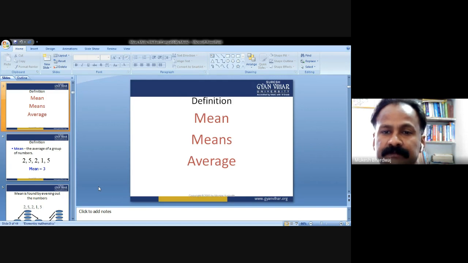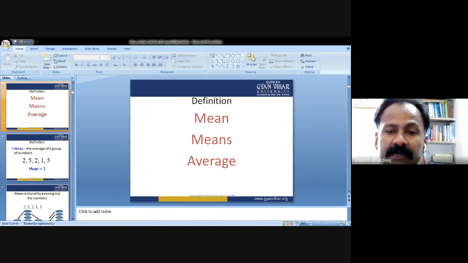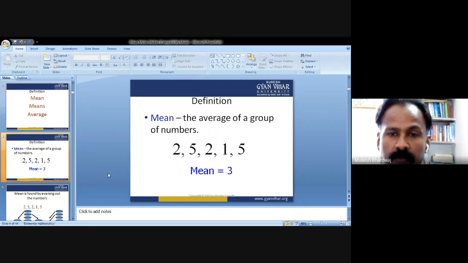Now the definition. Mean means average. The basic definition of mean, the meaning of mean, is average. Here you are going to calculate the average. Whatever data is provided to you, you need to calculate the average. That is called mean, or you can also say that it is arithmetic mean. Definition: mean is the average of a group of numbers.